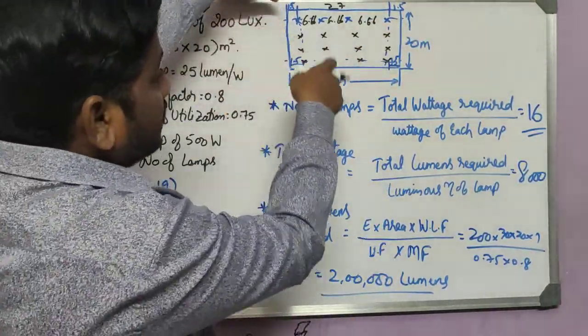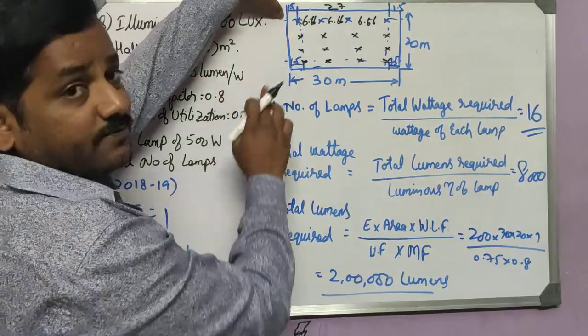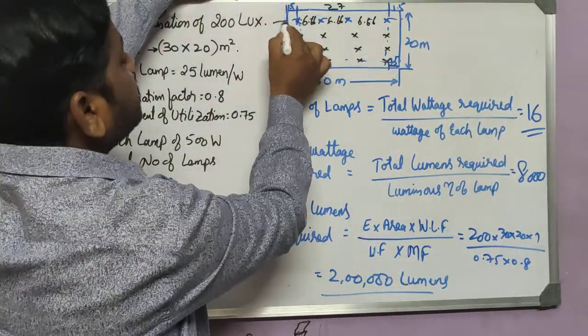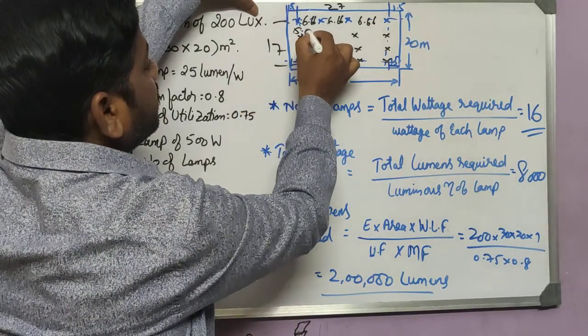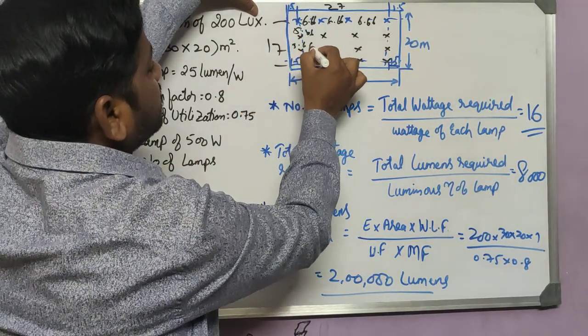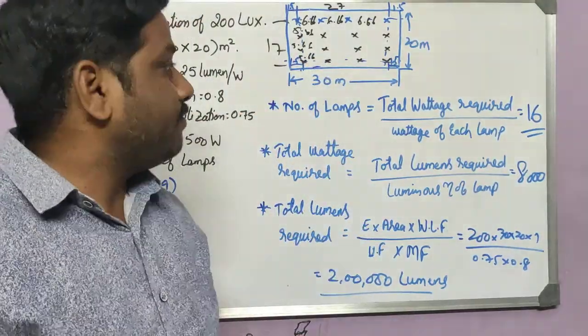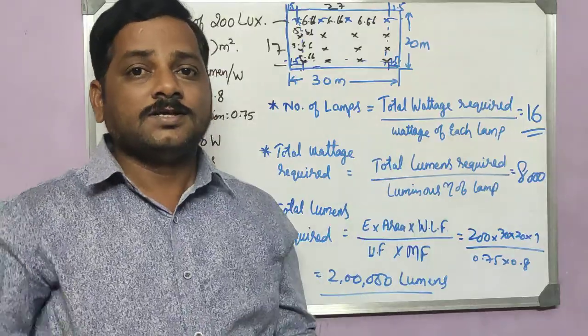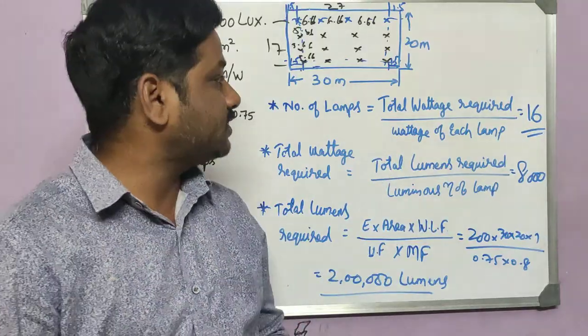And here, when you look into this part, this is 20 meter, and 1.5, 1.5 is left for spacing. So the remaining area is 17 meters, so we can say this has 5.66 meter and 5.66 meter. This is how we can place the lamps. In this question it is not asked, but you can apply it whenever it is asked in the next questions. I hope this is clear for you.